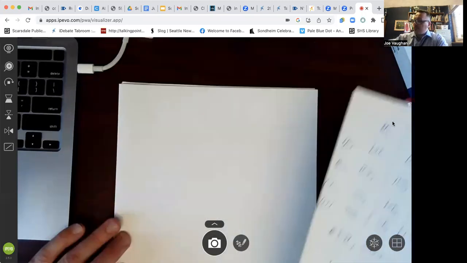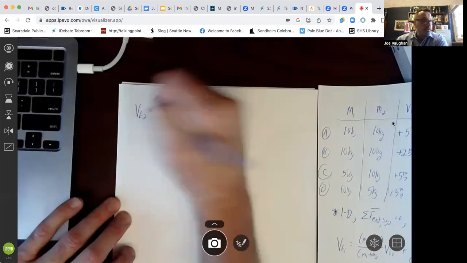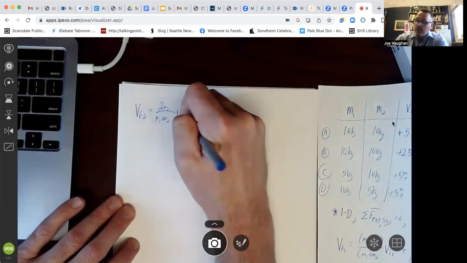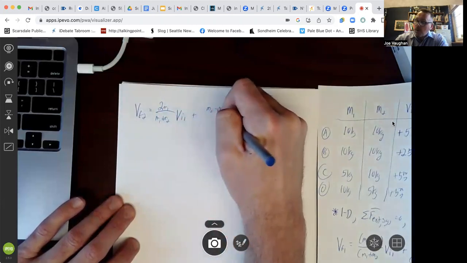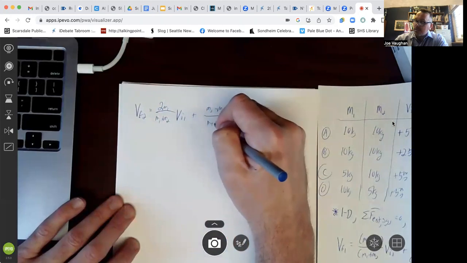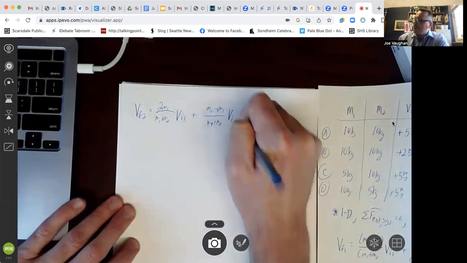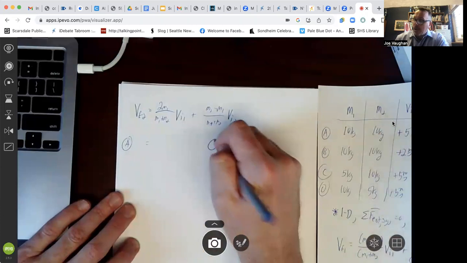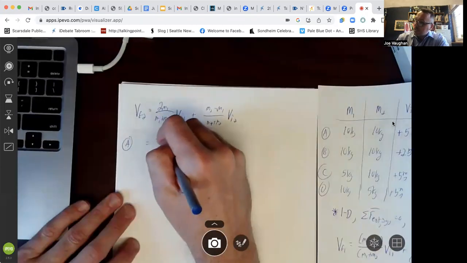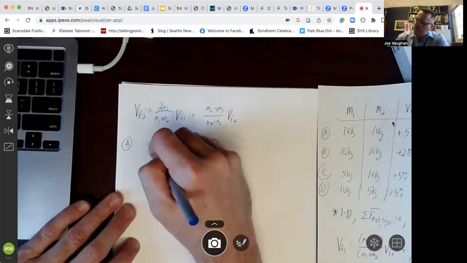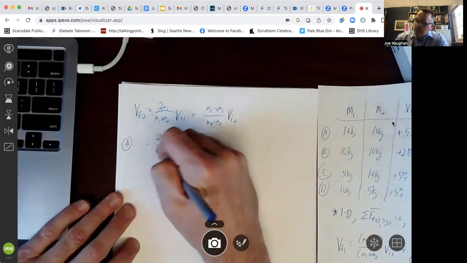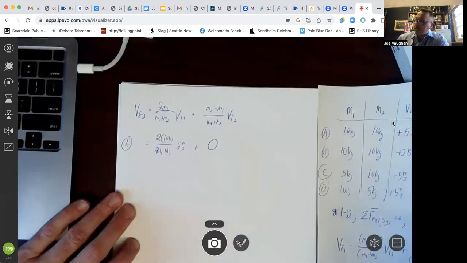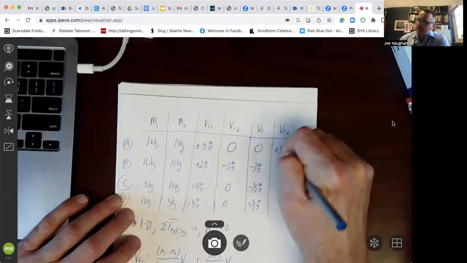Then if we're looking at the VF2, once again, I can just assert my equation there. VF2 is 2M1 over (M1 plus M2) times VI1, plus (M2 minus M1) over (M1 plus M2) times VI2. And if I do the same problem for A, once again here, the second term will zero out because the masses are equal. So this just ends up being 2 times 10 kilograms over 10 kilograms plus 10 kilograms times 5 meters per second, which is just, of course, 5 meters per second. So I can come over here and go plus 5 meters per second.